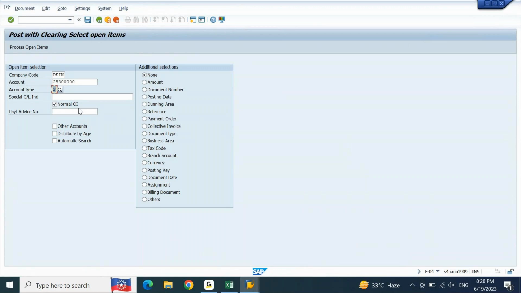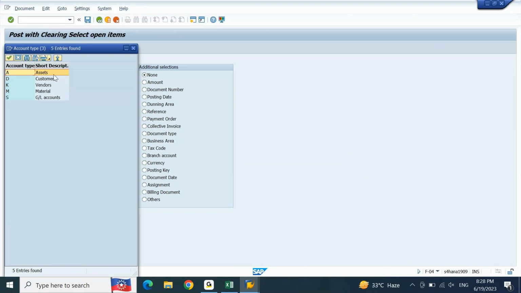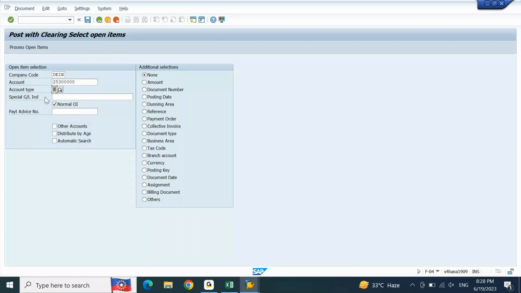Down below, you need to select account type. If you open the drop down, it will give you the list: asset, customer, vendor, material, GL. This is a GL account. You have to select S. After selecting this, on the right side you have additional selections.